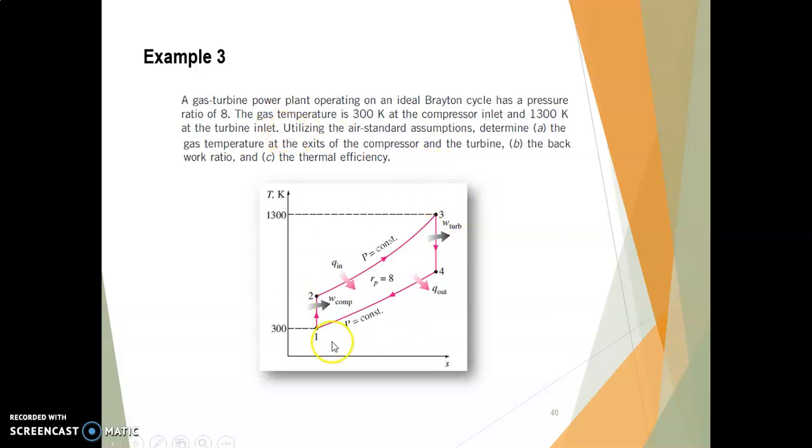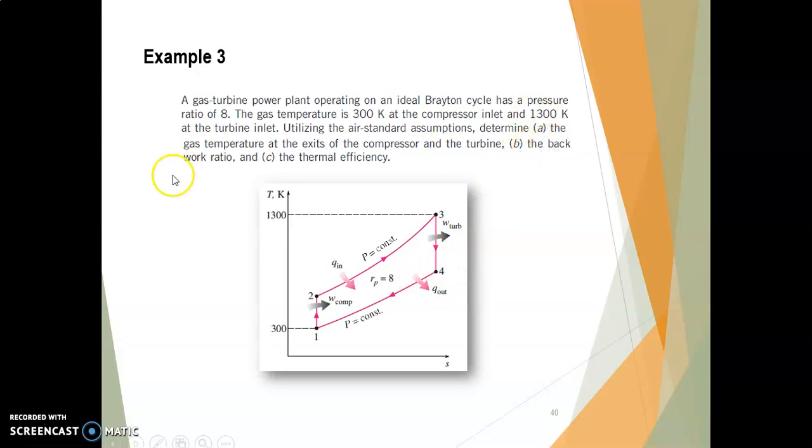That will help you to understand which point the question is looking for and which part the question provides for you. So it's utilizing the air standard assumptions. Determine the gas temperature at the exit of the compressor and the exit of the turbine. So the exit of the compressor equals point number 2, and the exit of the turbine is point number 4.